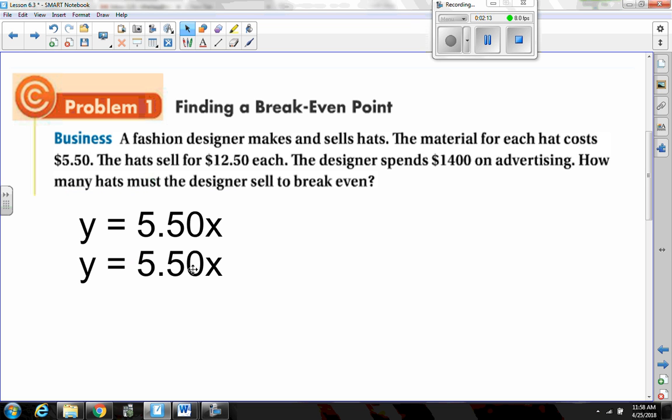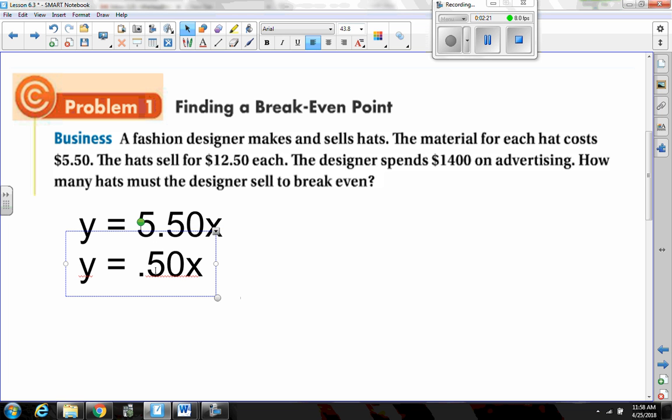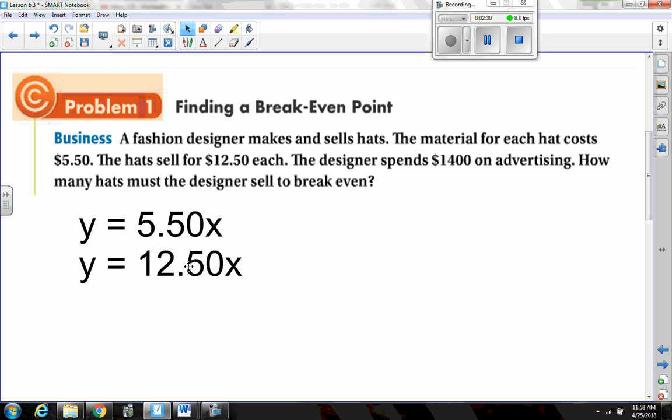Right? And then of course I also have an equation for the money that I make. Not only the money I have to spend to make the hats, but also the money I make when I sell the hats. And I'm told that the hats sell for $12.50 each, so I do y equals 12.5 times x.